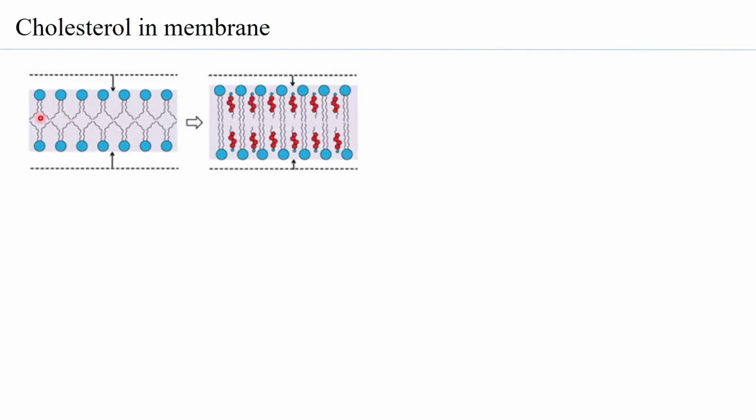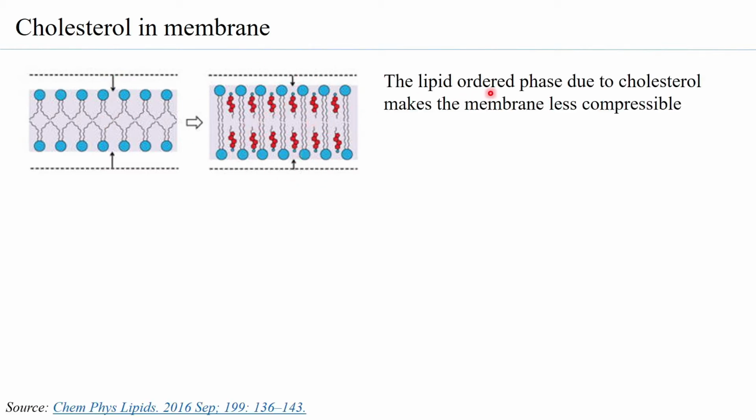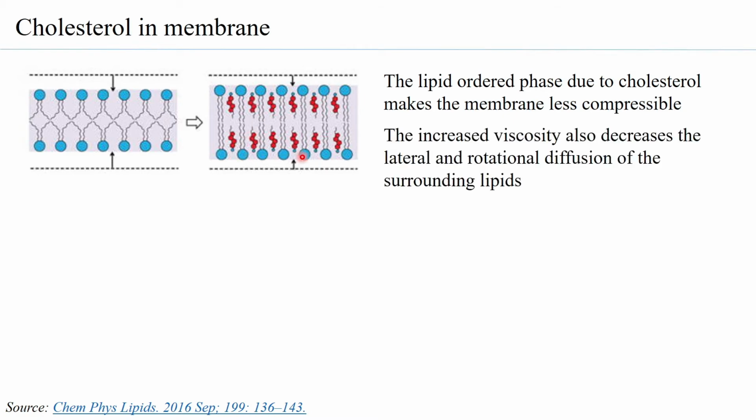So when you look at the liquid disordered phase and compare it with the liquid ordered phase, you will find that the compressibility of this membrane is much more than the compressibility of this membrane. So the liquid ordered phase, which is due to the cholesterol, makes the membrane less compressible. It becomes more rigid, so you are able to compress it less. So that is one thing that the cholesterol does.